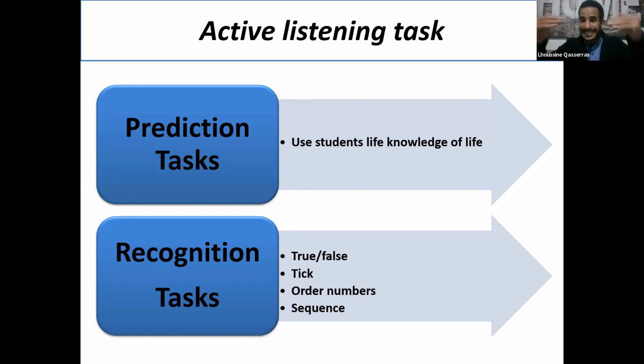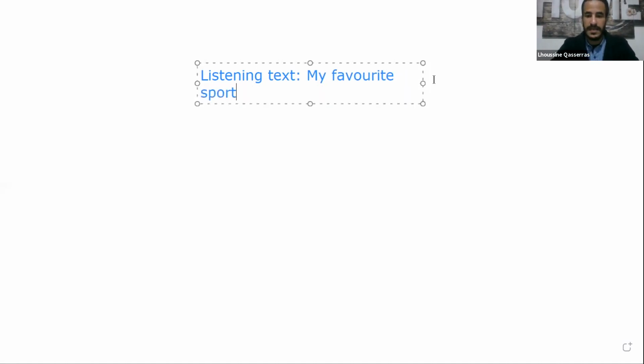Number 2, the second task, recognition tasks, like true, false, order, sequence, etc. Let me explain more. Just 1 second. Let me share my whiteboard then. So look here. This is the listening. Look here. Listening text is about what? Sorry, it is about my favorite sport. Okay, this is the title.